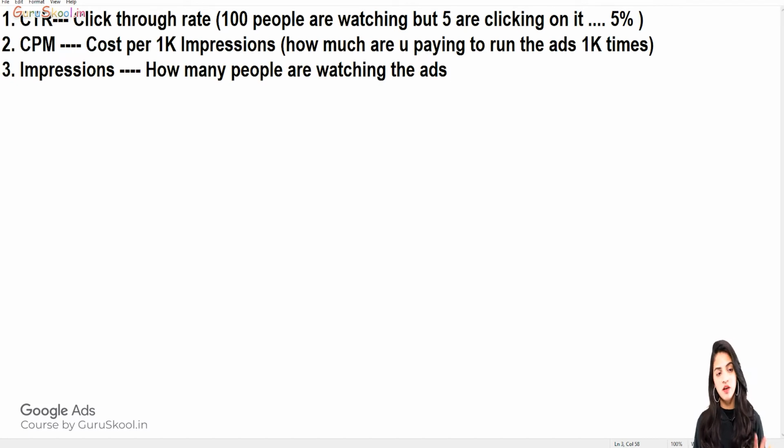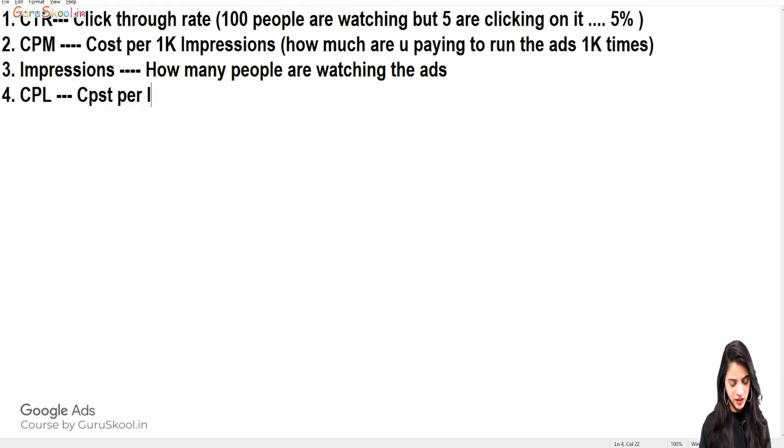All right, that's the counting of how many people are watching the ads. Then the fourth one is CPL. CPL means cost per lead. As you can understand by the name, it is the cost generated per lead.